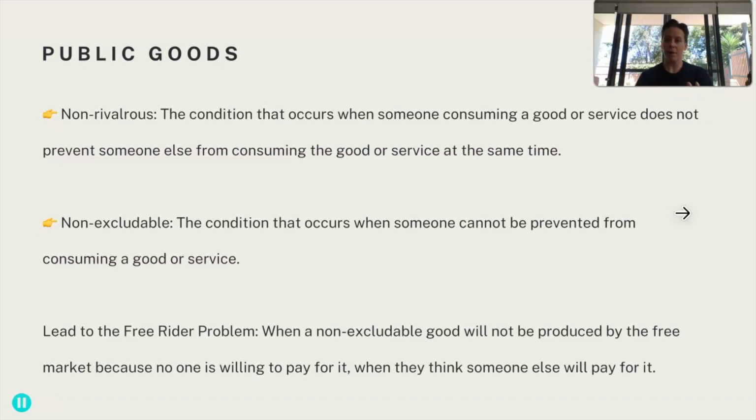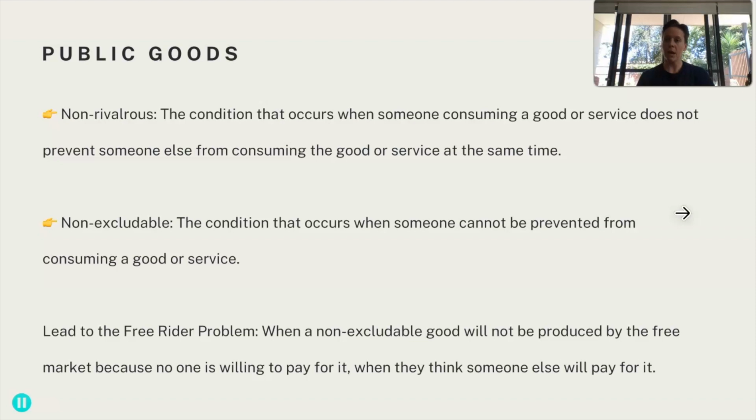The flip side of a public good, however, is that it's not excludable. This is a condition that occurs when someone cannot be prevented from consuming the good or service. If you think about a traditional good or service that you see in a shop and there's a price point attached to that, unless you're willing to pay that price, you're excluded from consuming that good or service.